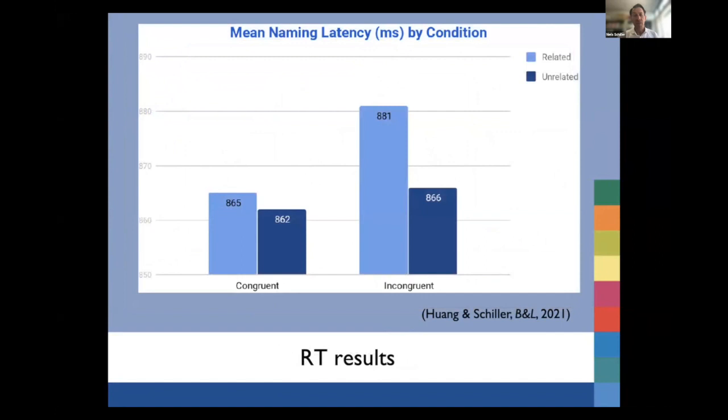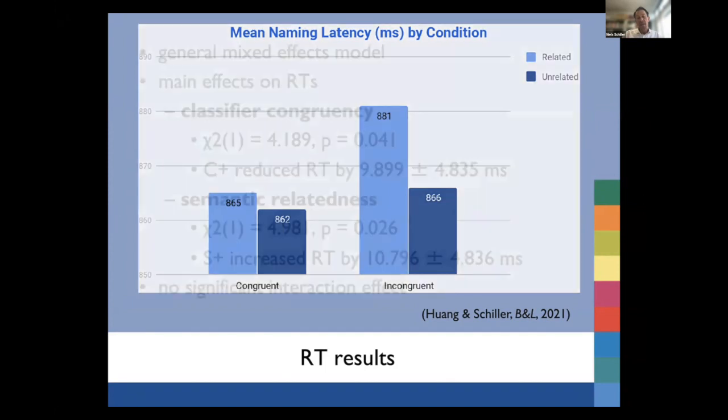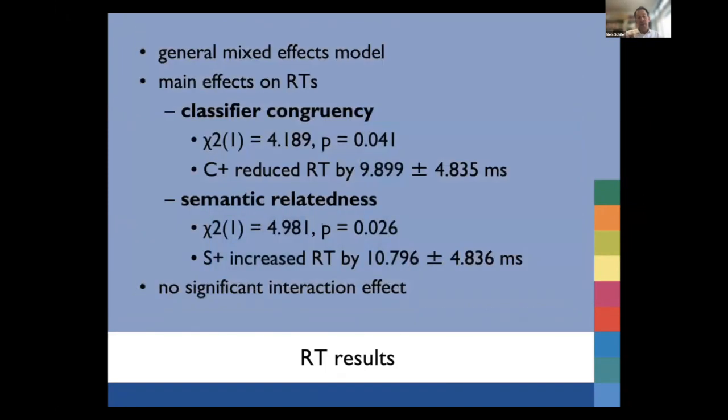So what did we find? We found that in the congruent condition, they were significantly faster than in the incongruent condition. And there was also a semantic interference effect, so semantically related pairs were slower than the semantically unrelated pairs. So that's the well-known semantic interference effect. So there was a classifier effect that was significant, but also a semantic effect that was significant. And there was no interaction, statistically speaking, between these 2 effects.